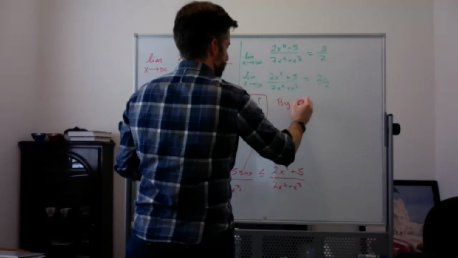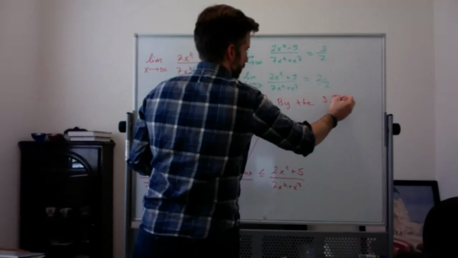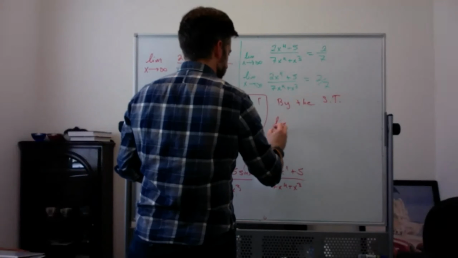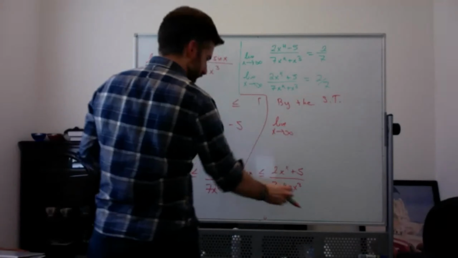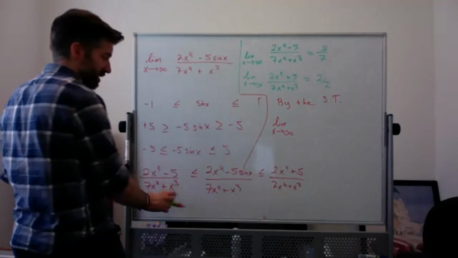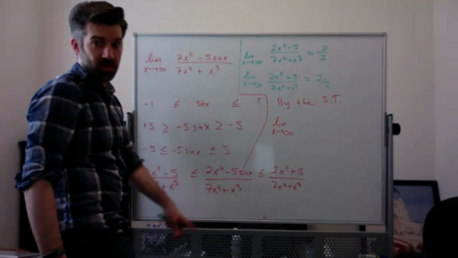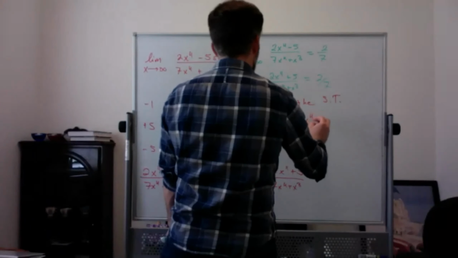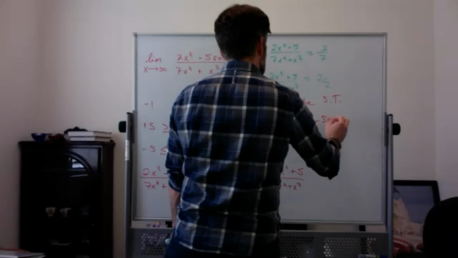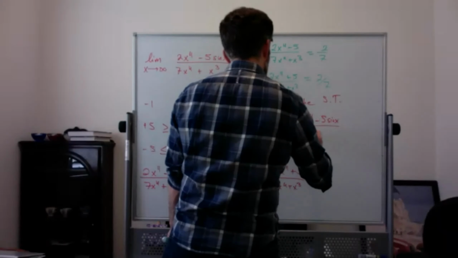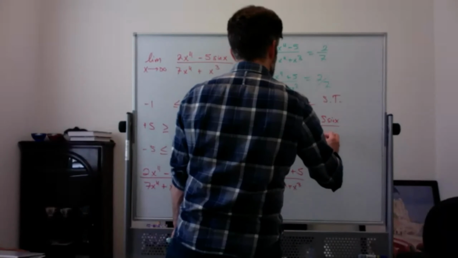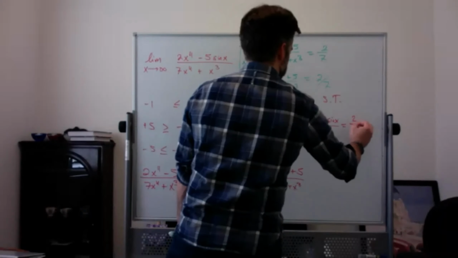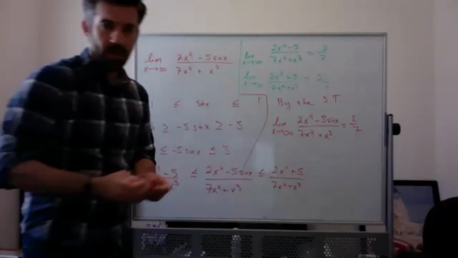By the squeeze theorem, or the sandwich theorem, whatever you want to call it, the limit of the thing in the middle, since the limit of this is 2/7 and the limit of this is 2/7, the same, and this is between those two things, its limit is also 2/7. So the limit as x goes to infinity of 2x to the fourth minus 5 sine x over 7x to the fourth plus x cubed is 2/7. And that's how we do that.